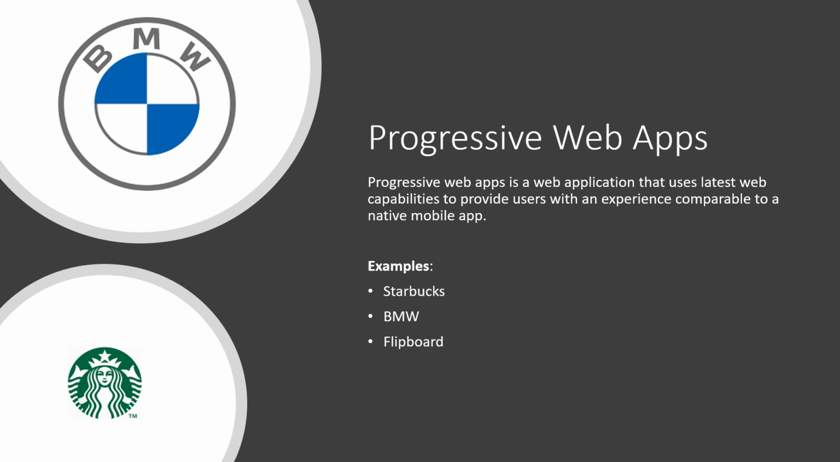Last on the list is progressive apps. Progressive web apps are web applications that use web capabilities to provide users with an experience comparable to native apps. So, it looks and behaves as if it was a mobile app, but can be used on a web application or websites. Some examples of progressive web apps are Starbucks, BMW, and Flipboard.